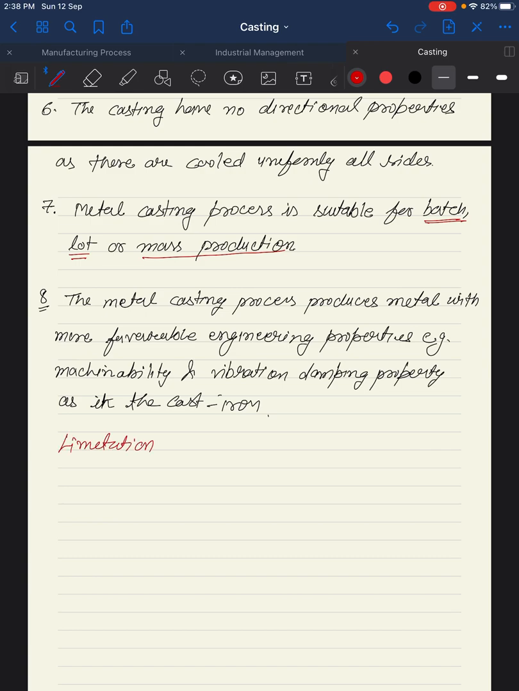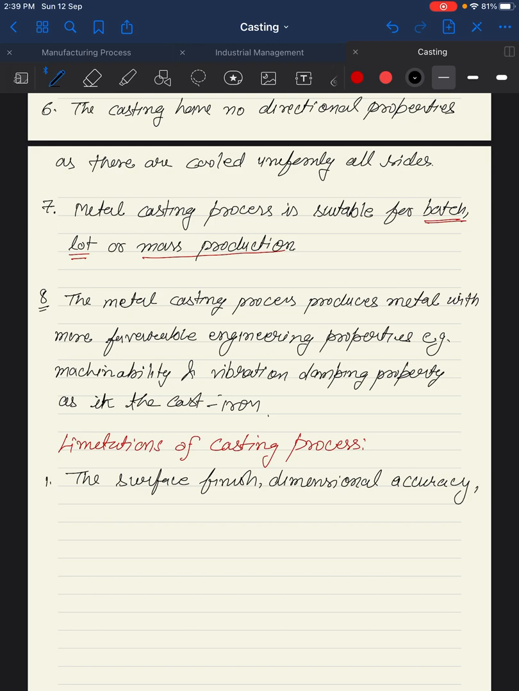Limitation of casting process. Okay, the first one is the surface finish, dimensional accuracy cannot be achieved by normal sand casting process.